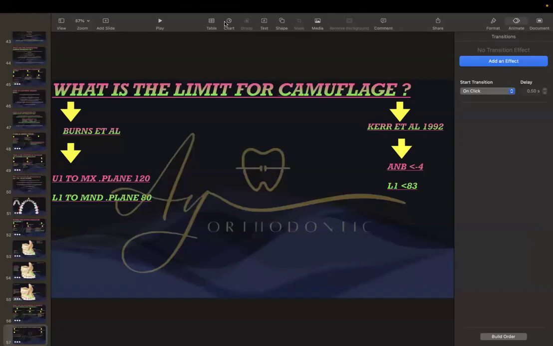Okay. So please today study the face mask and class 3 treatment, because next week, Monday and Tuesday, we are going to talk about class 3 in more detail.